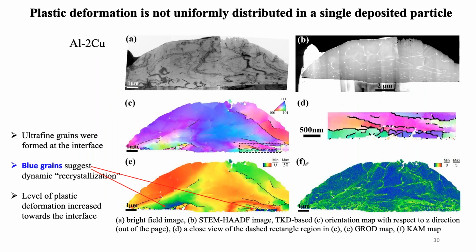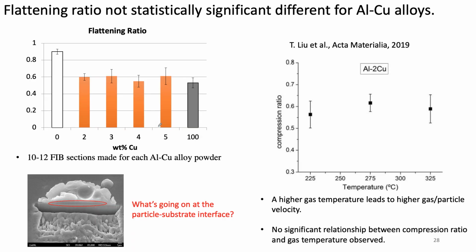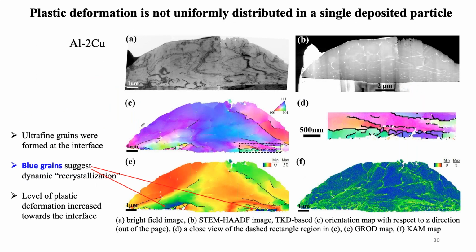We applied both of these techniques to FIB lamellae from aluminum 2 copper and aluminum 5 copper, and learned some really cool things. If you want to read more about the details, Tien published a paper in Acta Materialia in 2019, and it goes through all the details on this.